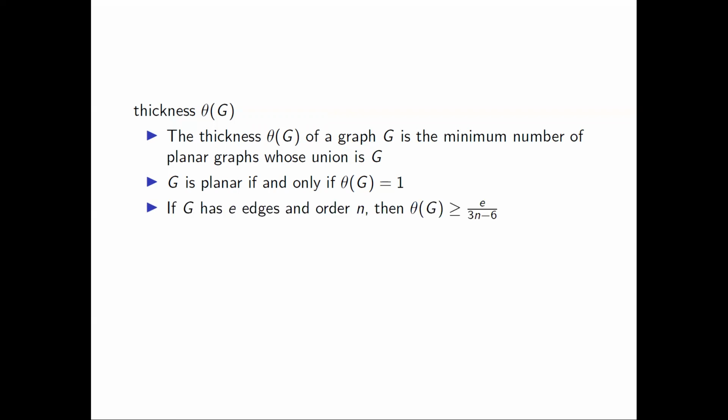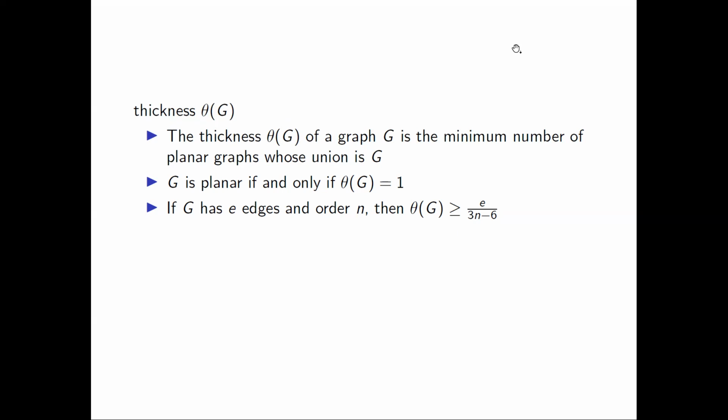We can also get a pretty quick lower bound on the thickness of any graph in terms of its number of edges and its order. So if we have some graph G with order at least 3, otherwise that denominator becomes 0 or negative, and that would be a problem. So the order is at least 3. We can say that the thickness of G is at least its number of edges divided by 3n minus 6, where n is the order.